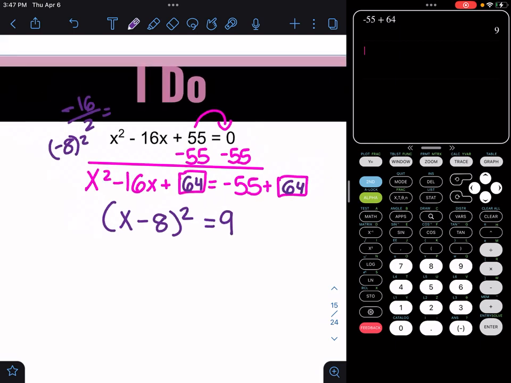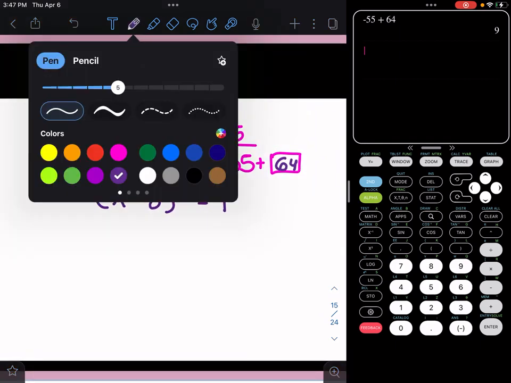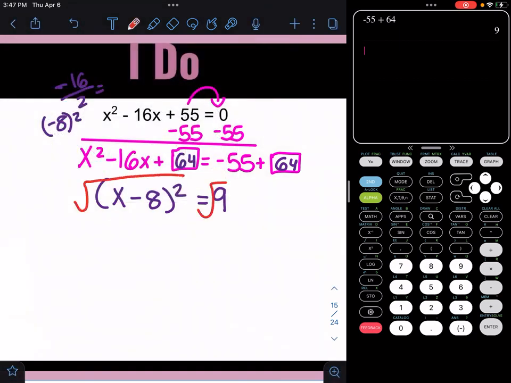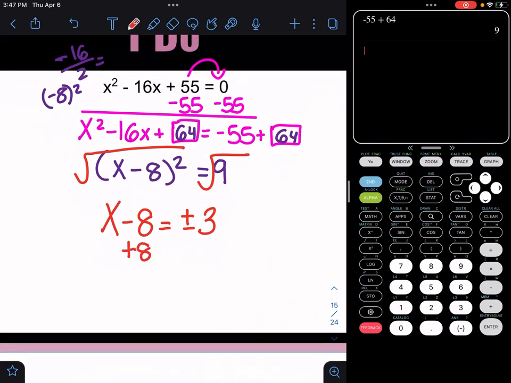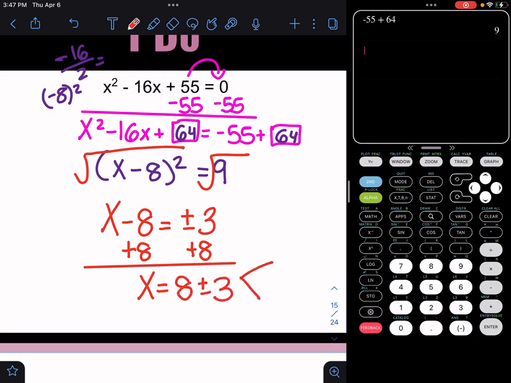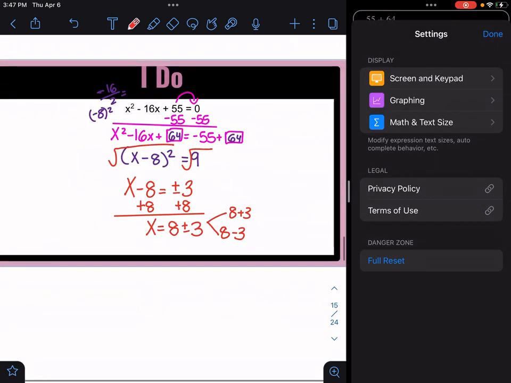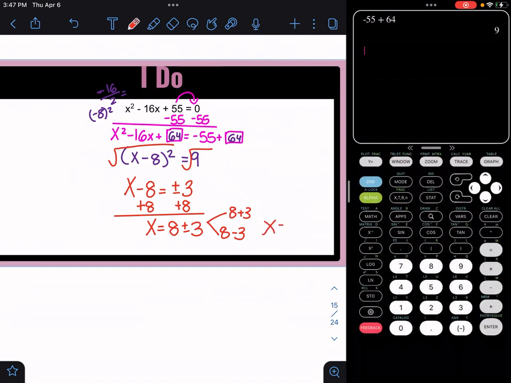Now when we are solving, we're trying to get that x by itself, so I need to get rid of that squared. So I'm going to take the square root of both sides. Now the square root of 9 is not just 3, it's a positive or a negative 3. Then I'm going to add 8 to both of these. So I will end up with x equals 8 plus or minus 3. So 8 plus 3 or 8 minus 3. And that means that my two answers here would be x is equal to 8 minus 3 is 5, and 8 plus 3 is 11. Nice job.